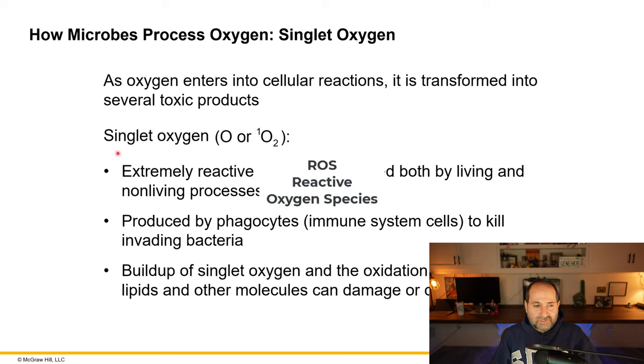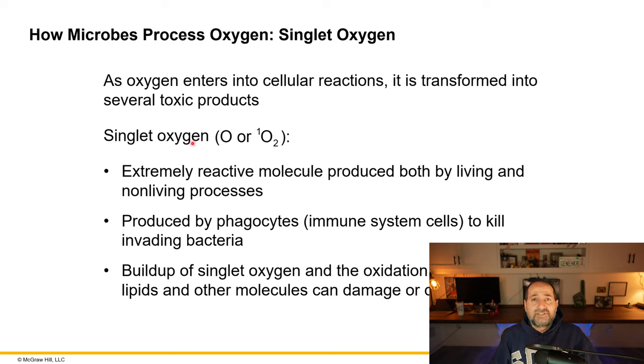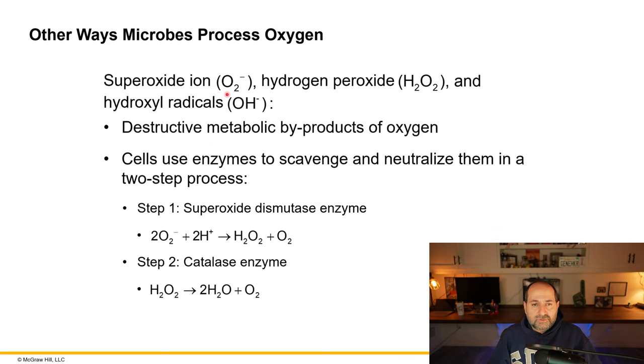For instance, singlet oxygen, which is a single oxygen, is extremely reactive, and it's produced by living and non-living processes. This singlet oxygen, if it's present in your cells, can cause cell damage and cell death because it can cause oxidation of your cellular components. Again, this buildup of singlet oxygen and the oxidation of membrane lipids and other molecules can damage or destroy the cell.